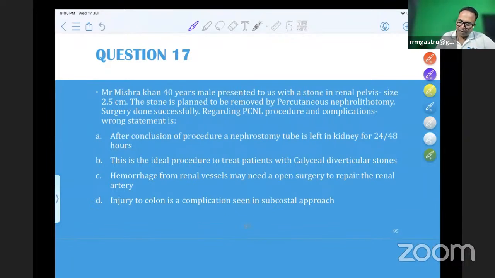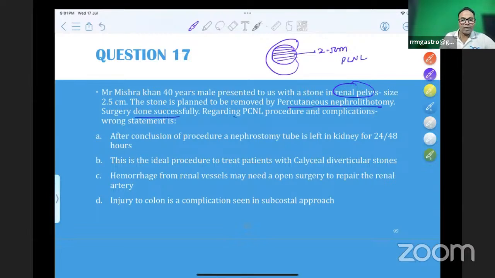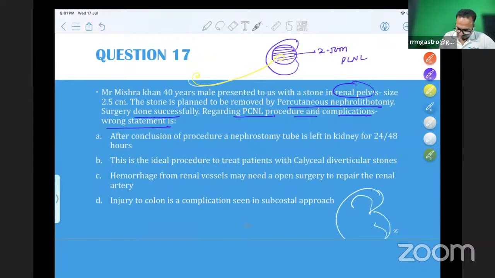Mr. Mishra, 40 years, male, with a stone in the renal pelvis. The size of the stone is 2.5 centimeters, and the stone is planned to be removed by PCNL. Surgery was done successfully. Regarding the PCNL procedure and complications, which is the wrong statement? After conclusion of the procedure, a nephrostomy tube is kept. Yes, after completing the procedure, we temporarily keep a drain like this. This is the ideal procedure for patients who have a diverticulum in the calyces. These are the calyces. Yes, for a calyceal stone, this is ideal.